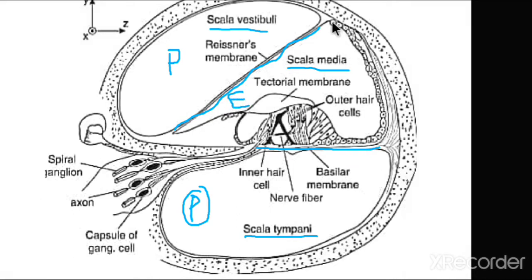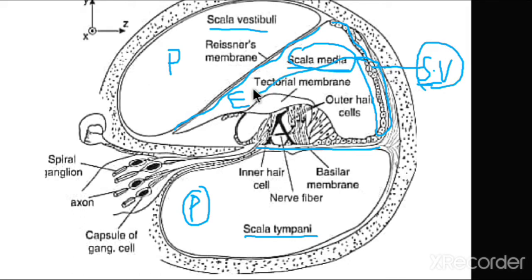Endolymph is secreted by this layer. These are the vascular layer present within the scala media, and they are called stria vascularis. Generally they secrete endolymph within the scala media. Now let's study the mechanism of Meniere's disease. When an excessive amount of endolymph is secreted due to vasodilation within the stria vascularis, there is an increased amount of endolymph within the scala media. This leads to increased pressure within the scala media.